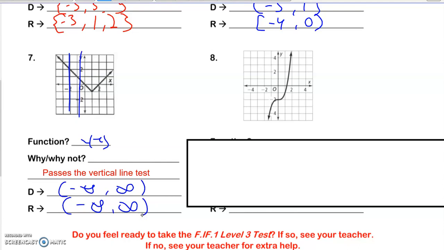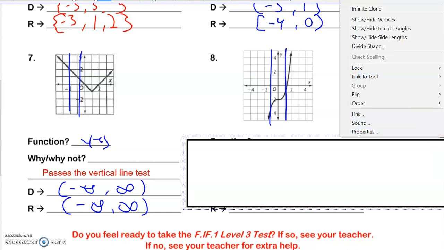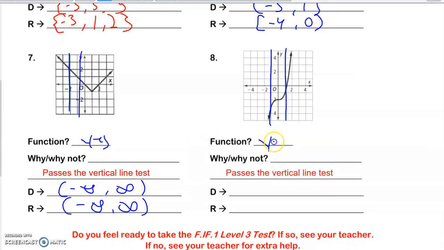Taking a look at the next one. Is this a function? If I drew my line in here, yes, it is. It is a function. So we know it passes the vertical line test, and we are going to get our x values. Again, it has those arrows, so that means it's negative infinity to positive infinity because it goes on forever and ever.